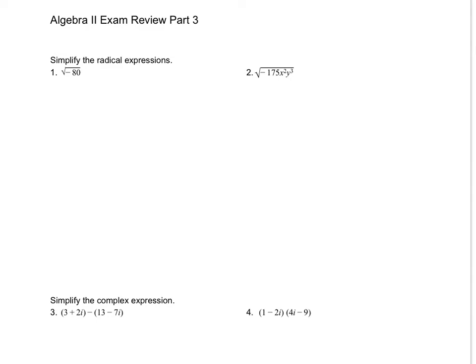Okay, this is our last part of our review for our exam. So the first one in this has simplify some radical expressions with a negative value. Now remember, the square root of negative 1 gives us an i. So if I look at the square root of negative 80, the negative sign gives me an i. So this becomes i times the square root of positive 80.